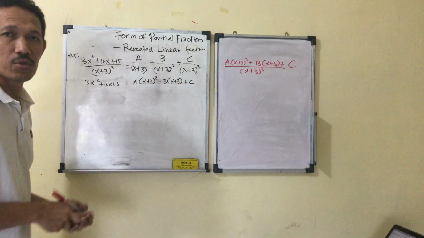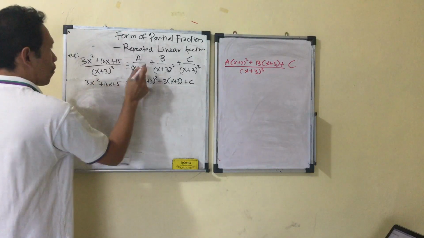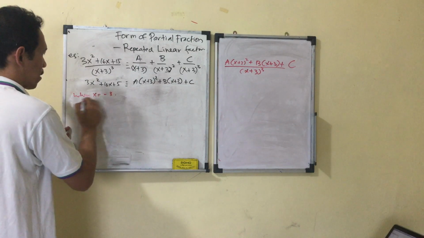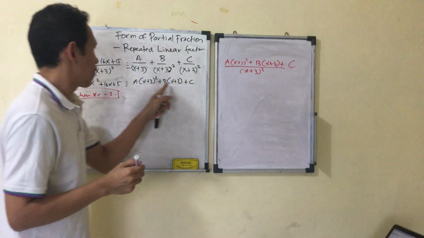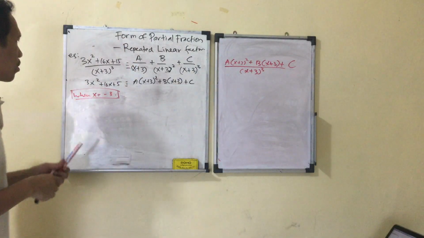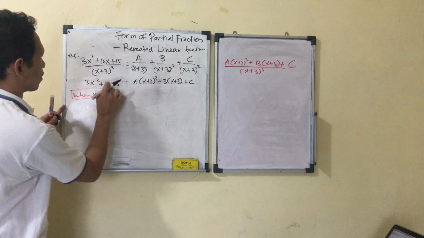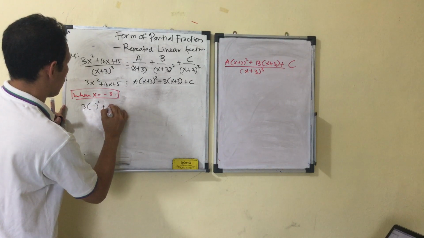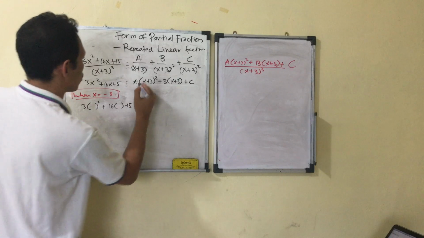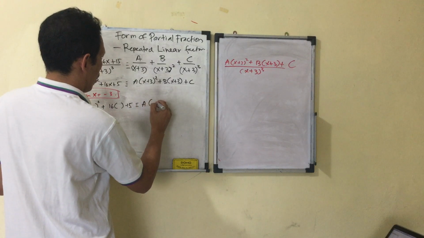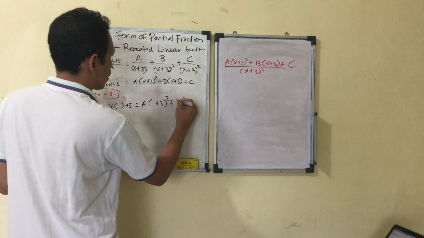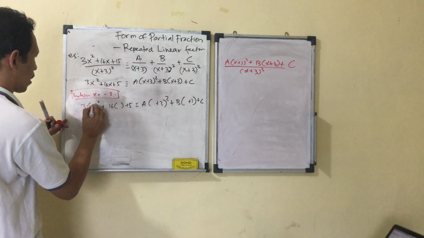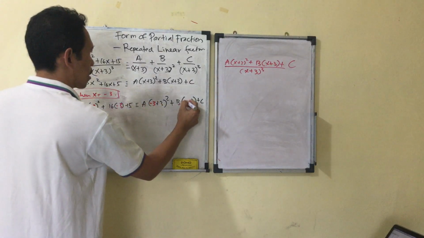So what should you do first? You have to find the value of c by putting in x equal to -3. You can find any value of a, b, and c here. So when x equals -3, you put the value of x into this: 3 times (-3) squared plus (-3) plus 15 is equivalent to a times (-3 plus 3) squared plus b times (-3 plus 3) plus c.